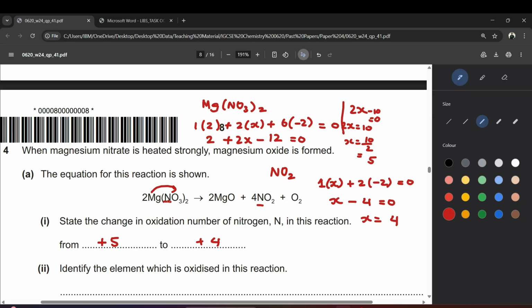The next one will be nitrogen. Over here, if you only want to consider one unit, nitrogen is combined with three oxygen, but over here it is only combined with two oxygen. So clearly this is not oxidation. The only other element which remains is oxygen itself. So therefore our answer is going to be oxygen.